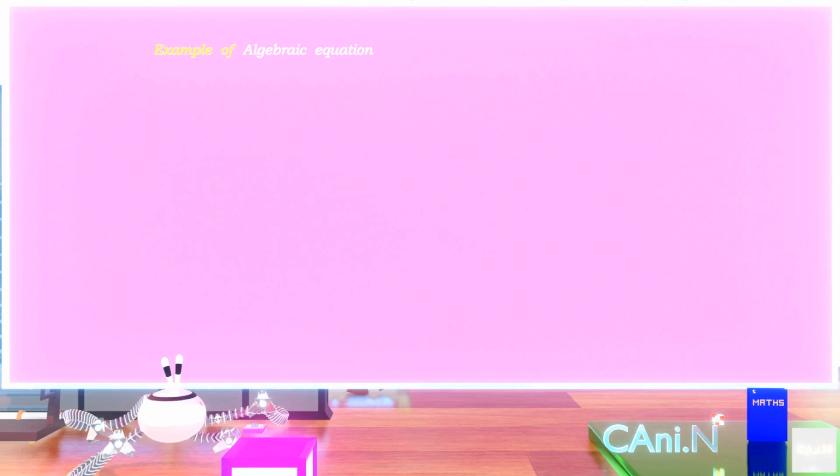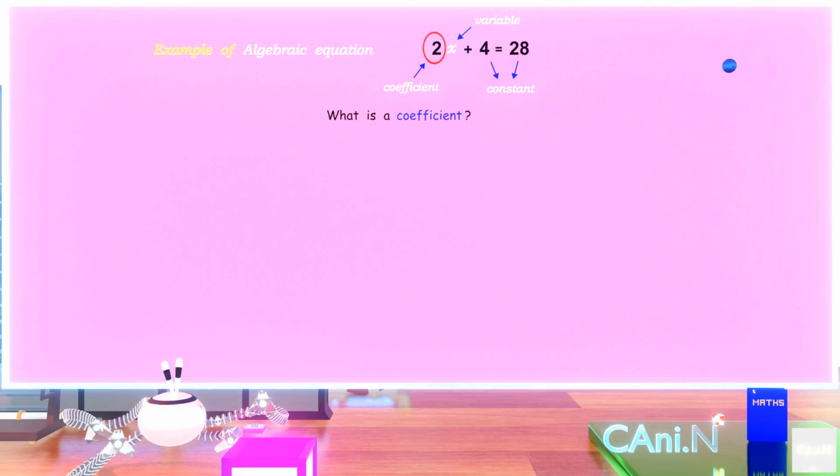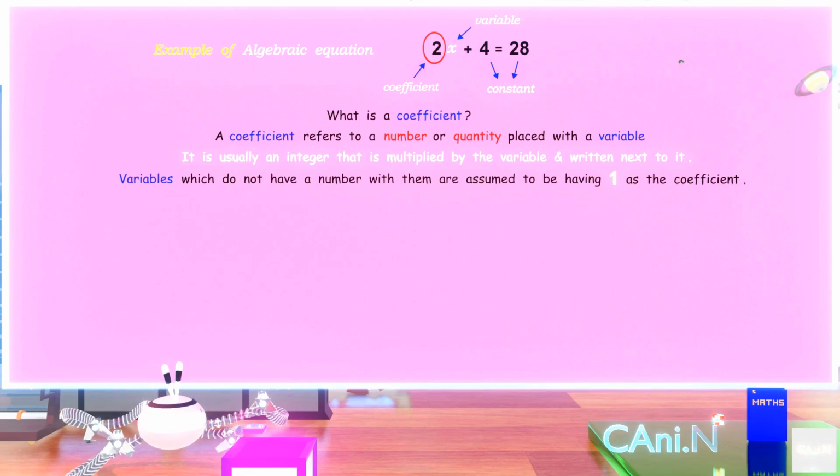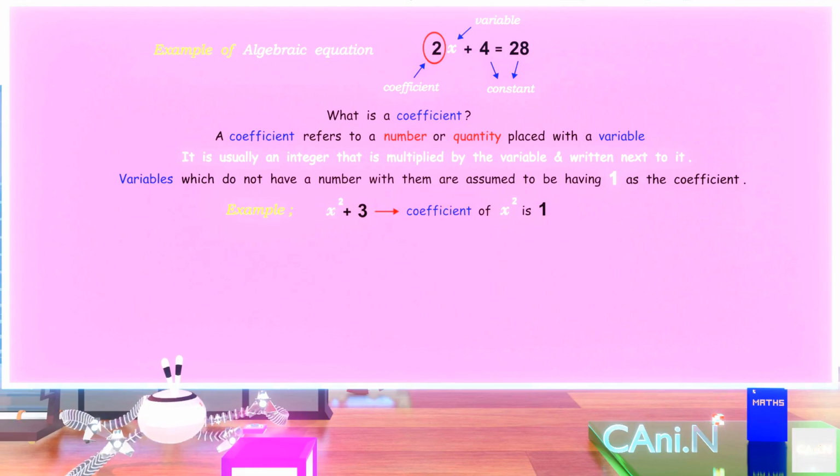Example of algebraic equation. 2x plus 4 equals 28. Here, x is the variable. 4 and 28 are constants, since 4 and 28 are fixed quantities and cannot change, hence called constants. 2 is the coefficient. Now, what is coefficient? A coefficient refers to a number, or quantity, placed with a variable. It is usually an integer that is multiplied by the variable and written next to it. Also, variables which do not have a number with them are assumed to be having 1 as the coefficient. Example x squared plus 3, so here coefficient of x squared is 1.